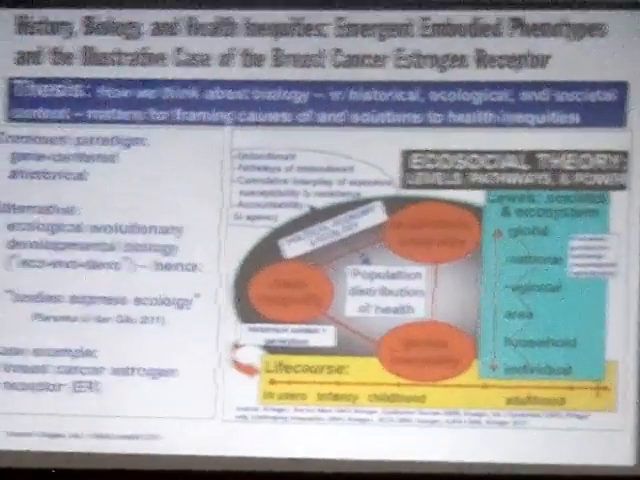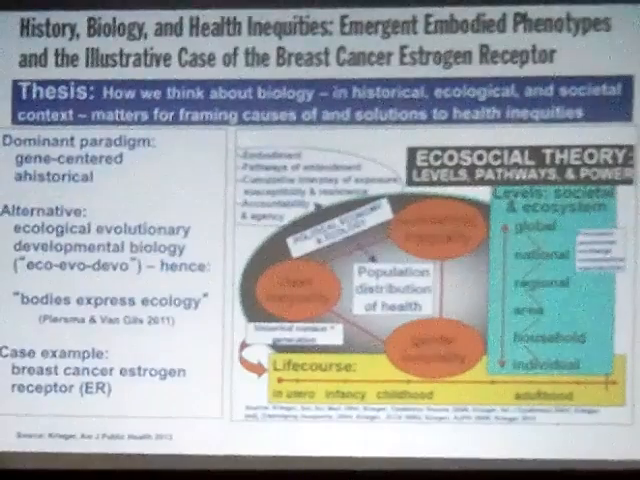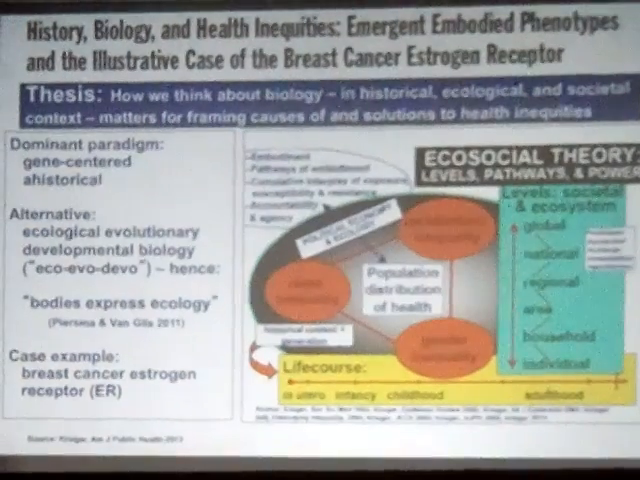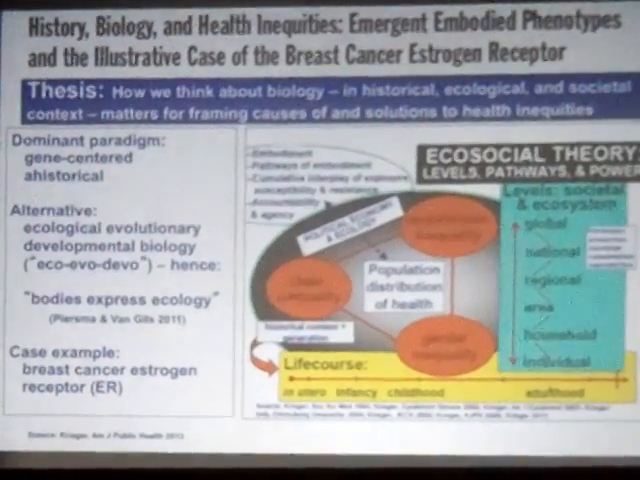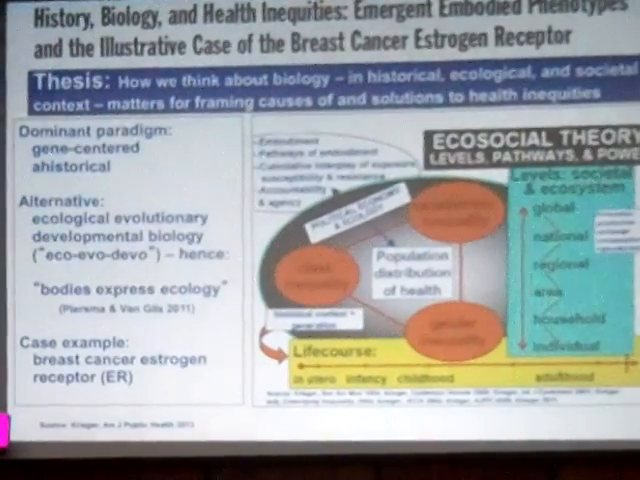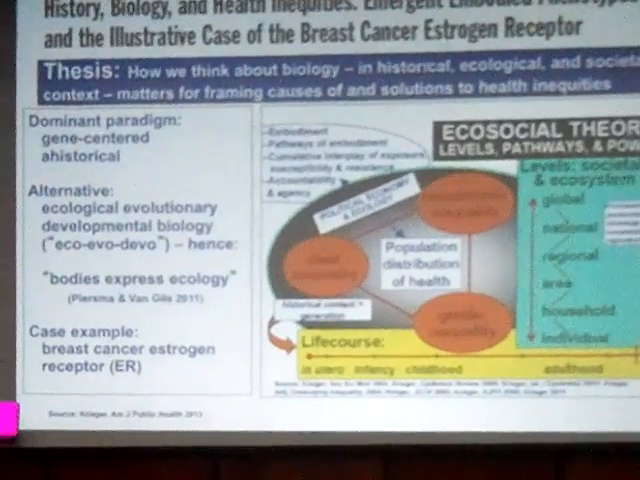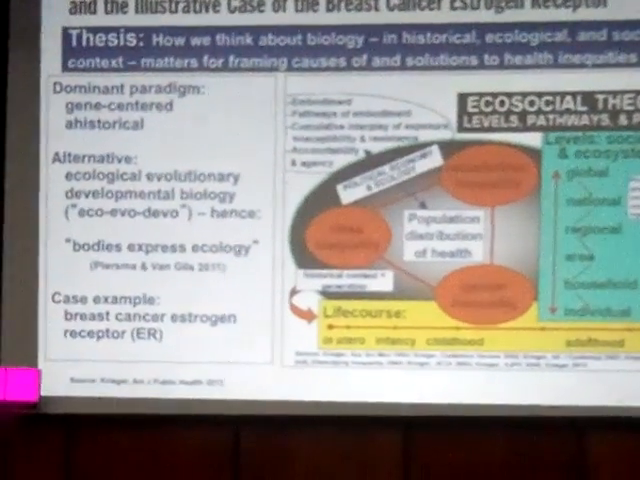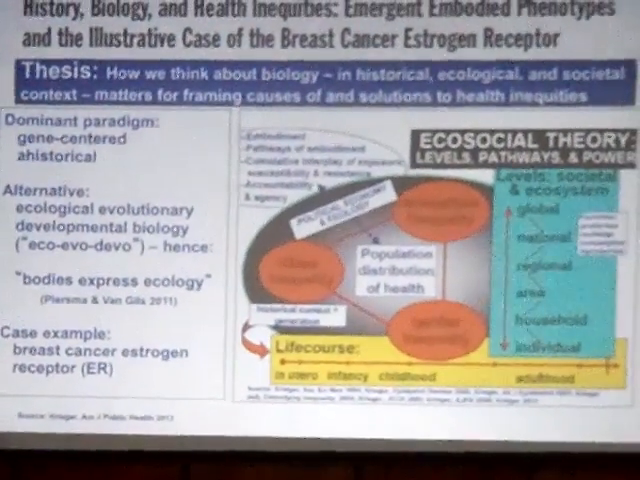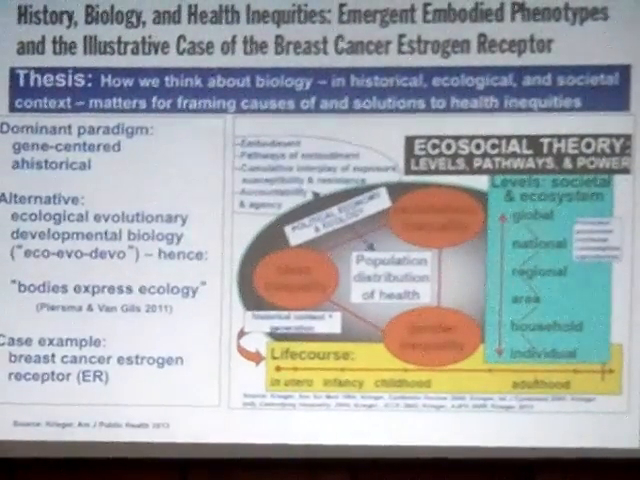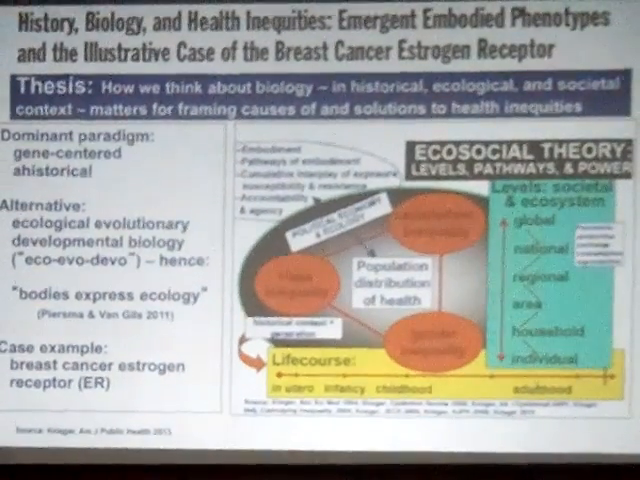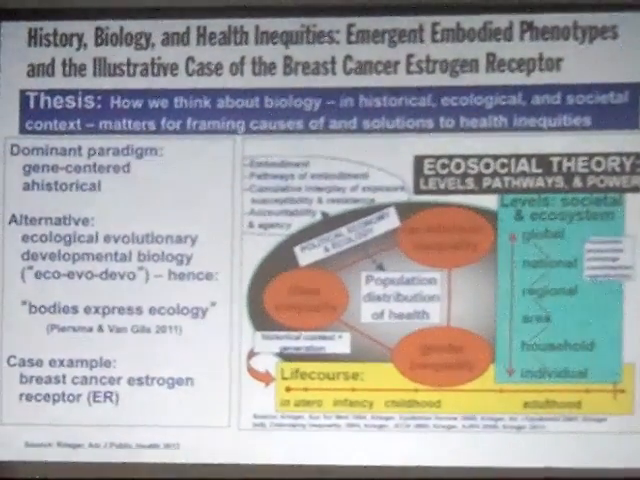So let me give you now a more in-depth example of the application of ecosocial theory. My basic thesis is that how we think about biology in historical, ecological, and societal context matters for framing causes of and solutions to health inequities. The contrast I offer is between dominant gene-centric approaches that treat disease and biomarkers as inherent characteristics of individuals and population groups versus critical approaches such as ecosocial theory and also the critical epidemiology that we have just heard about that takes history seriously and views biomarkers, disease rates, and disease inequities instead as embodied history, that is, embodied phenotypes.